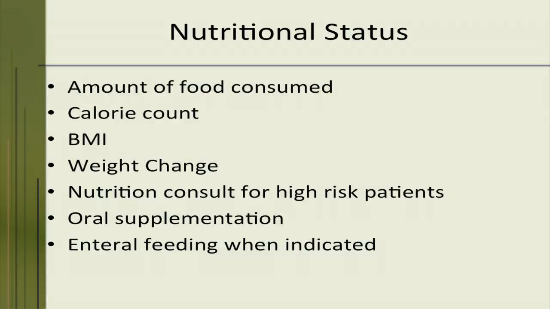Nutritional status continued, just on a couple other things. Look at the amount of food that's consumed. Sometimes calorie counts will help. Monitoring the patient's BMI, although we like to actually use patient's waist circumference as well, because it certainly helps us, especially with our patients who are overweight. Look at weight changes as they fluctuate.